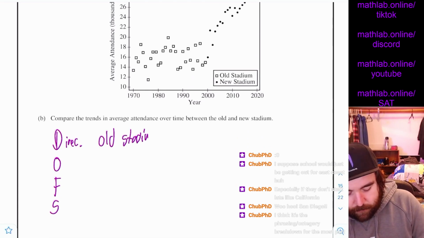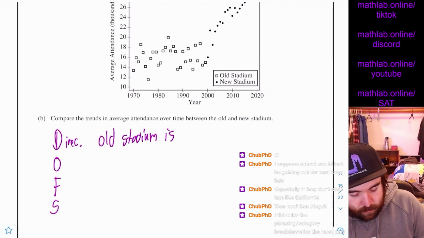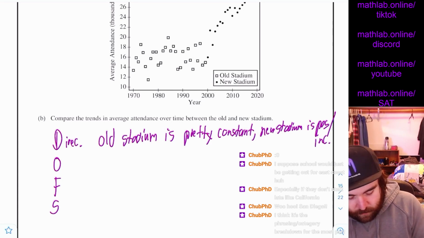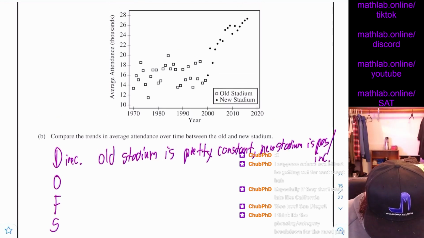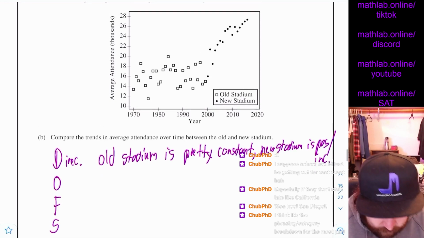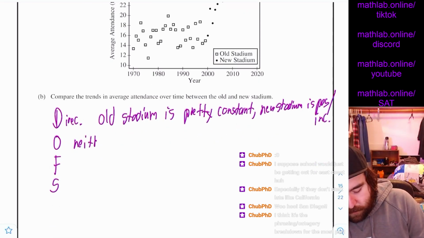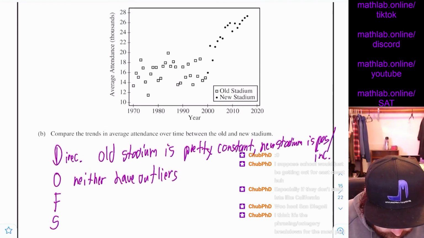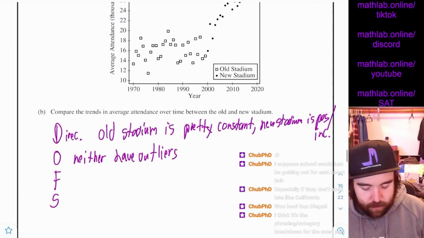Old stadium is pretty constant. I'll just say that. Pretty constant. New stadium is positive, increasing. Outliers, neither really have any outliers. Form, I mean, they're linear. They're pretty linear.